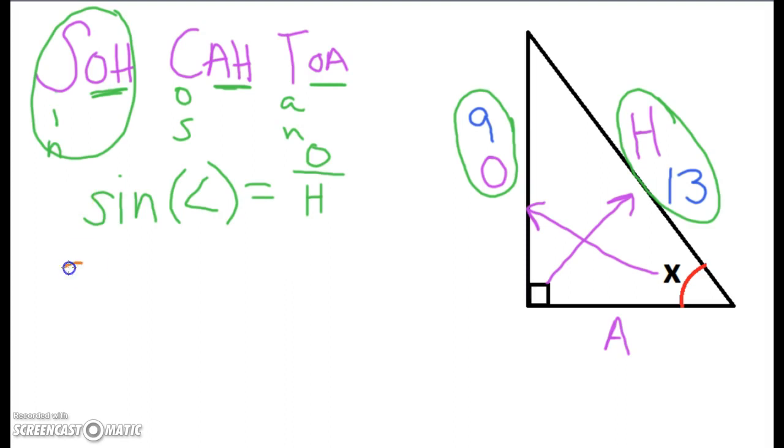All right, so if I went to plug stuff in to this equation, I would say the sine of my angle, x, that's what I'm going to solve for, is equal to, and my O is 9, and my H is 13. All right, and so then in the next video, I'm going to show you how to solve this kind of equation. This video was just an introduction to trig so that you can learn how to set up the problems.